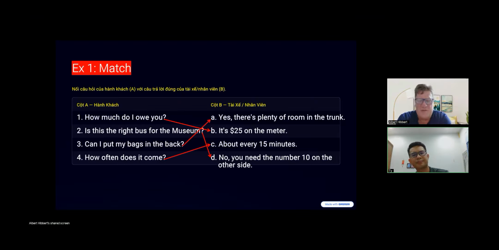Okay, so let's go through that again. How much do I owe you? It's $25 on the meter. Is this the right bus for the museum? No, do you need the number 10 on the other side? Can I put my bags in the back? Yes, there is plenty of room in the truck. How often does it come? It's about every 15 minutes.